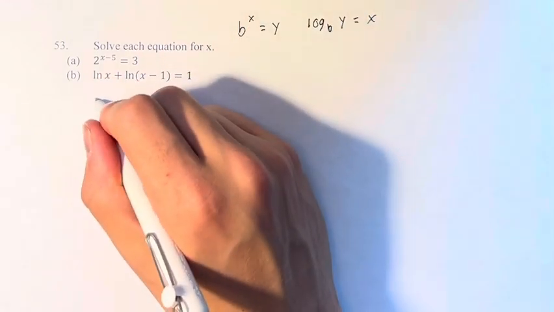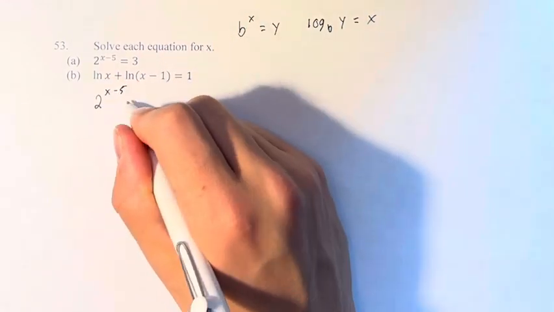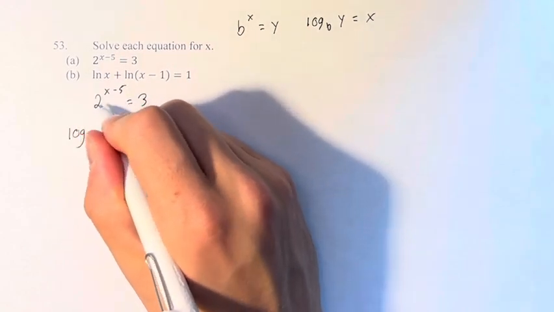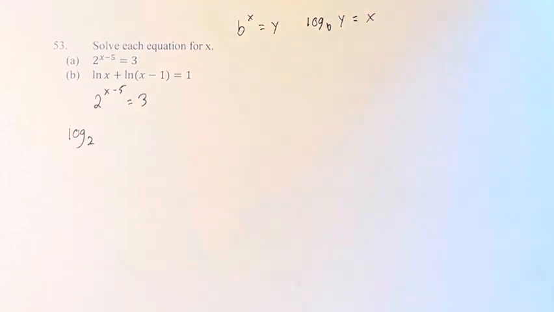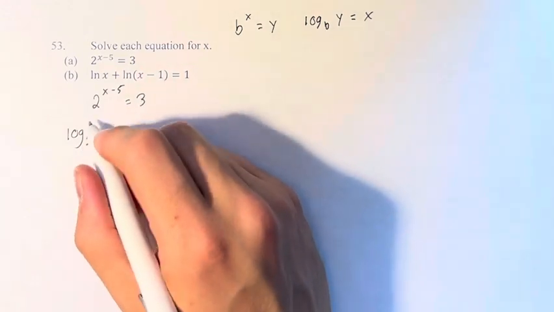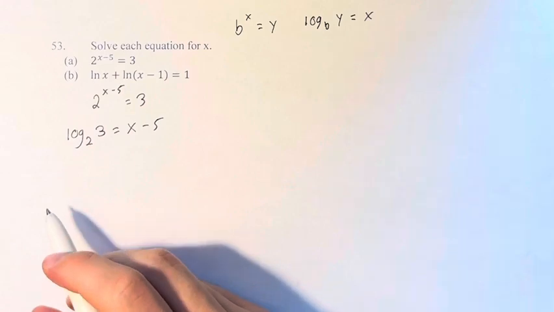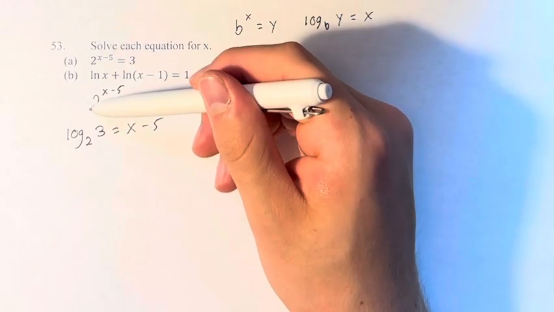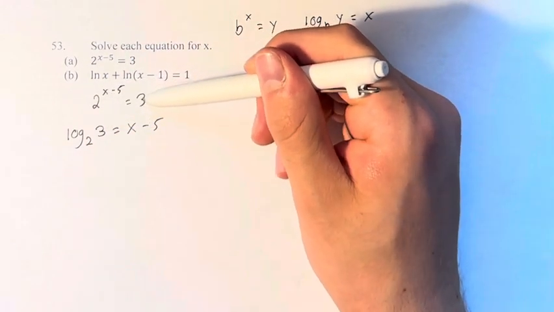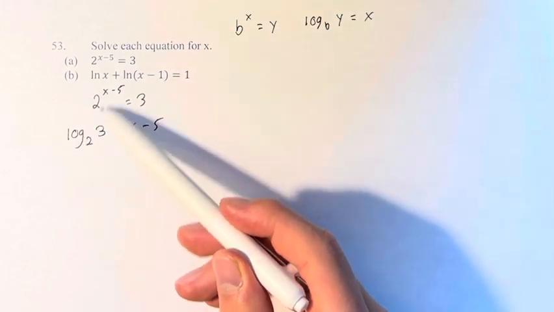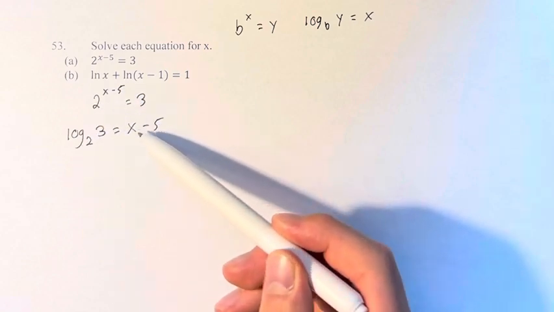So first we have a, 2 to the x minus 5 equals 3. Therefore, log base 2, right, the base of the exponential and the log are the same, of the other side, which is 3, is equal to the exponent, which is x minus 5. So base to the exponent equals something becomes log base of that something equals the exponent.